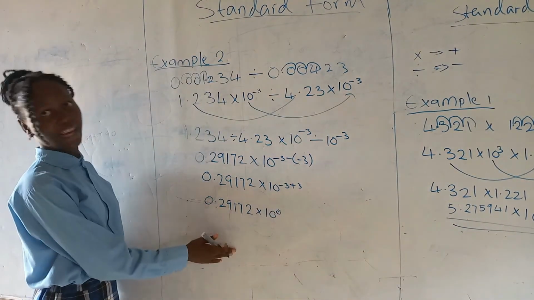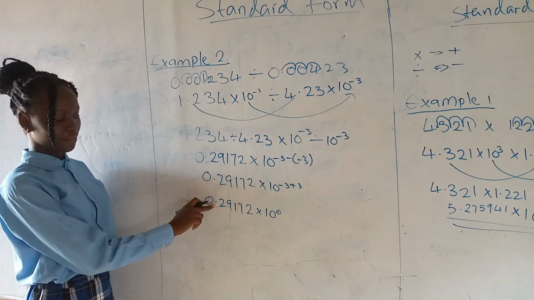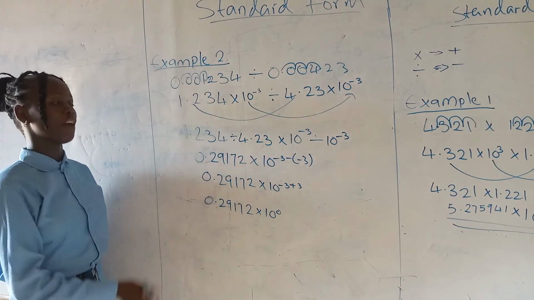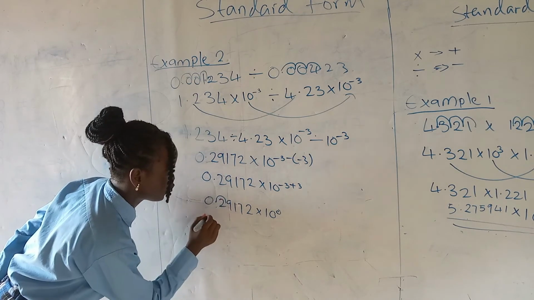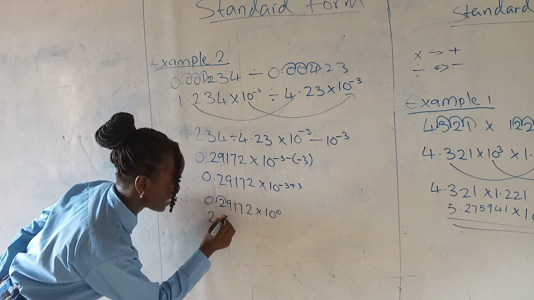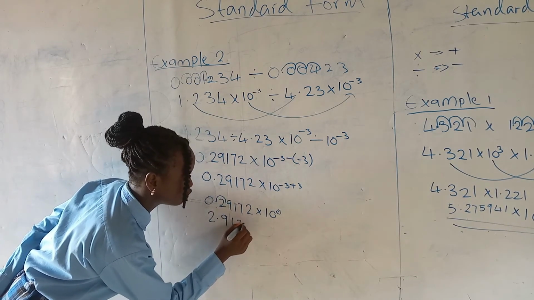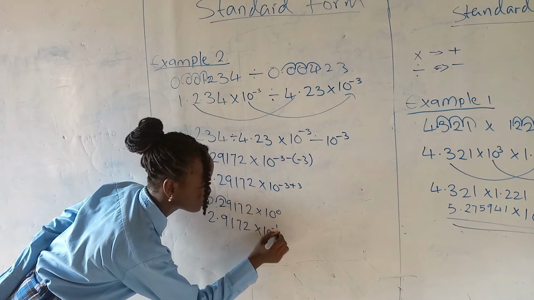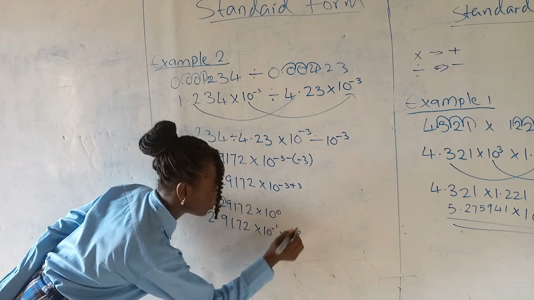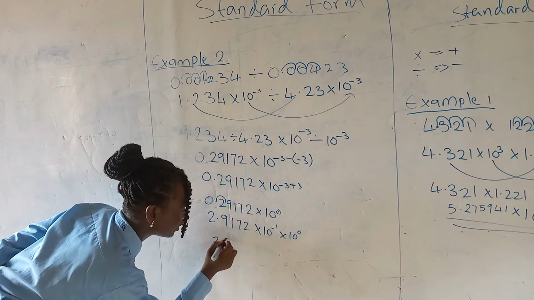But this is not our final answer because you still have a 0 like this. So you have to move it backward. When you move it backward, it will be 2.9172 times 10 raised to the power minus 1, times 10 raised to the power 0, which will give you 2.91.